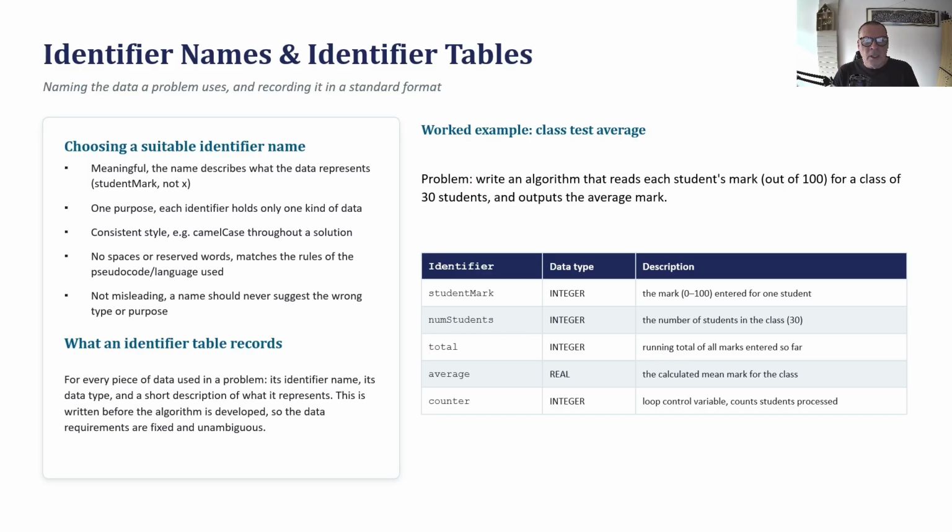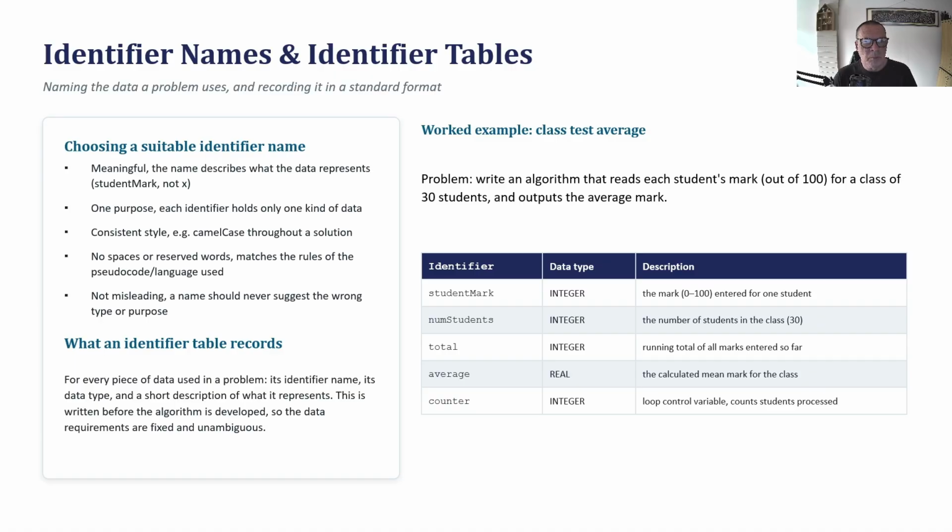So when we're doing this kind of algorithmic design, we should be using good identifier names. And we need to be able to write them into an identifier table. So what makes a good identifier name? This is things like variable names and function and procedure names. So anything that you choose to name within your program should have a good name. Now, meaningful means the name describes what the data represents. So for example, student mark is meaningful, but X is not.